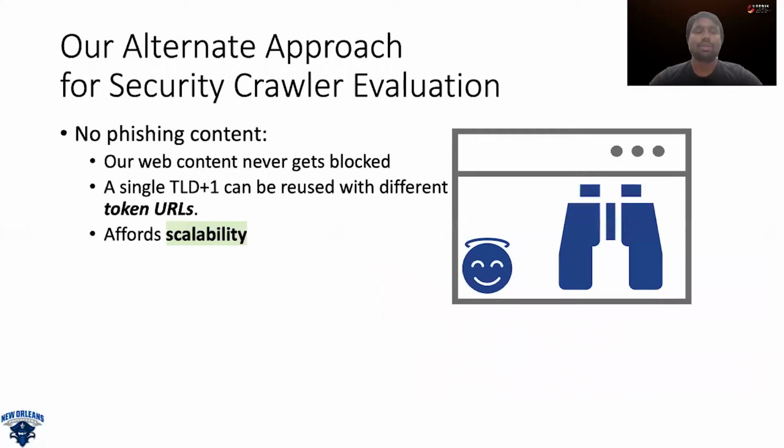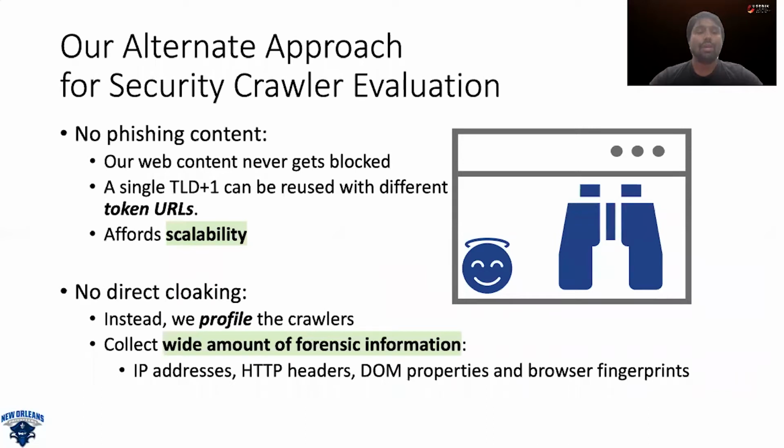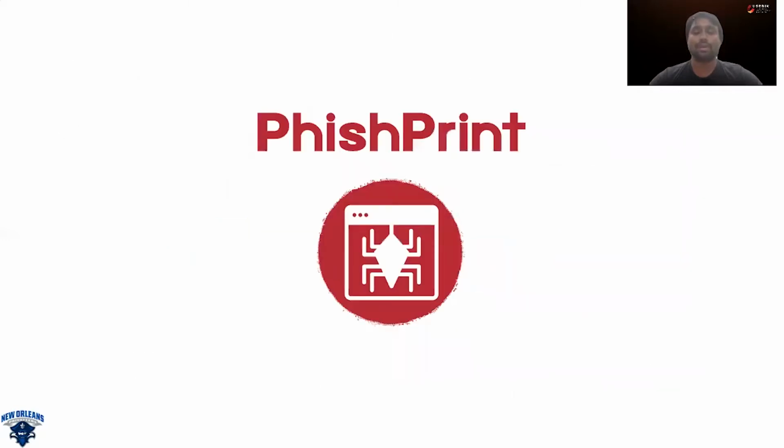Our approach consists of having no phishing content. Our web contents never get blocked. We use a single TLD plus 1, which is a second level domain, creating multiple third level domains. Thus, it offers scalability. There is no direct cloaking. Instead, we profile the crawlers with a wide amount of forensic information such as IP addresses, HTTP headers, DOM properties, and browser fingerprints. We call this PhishPrint.